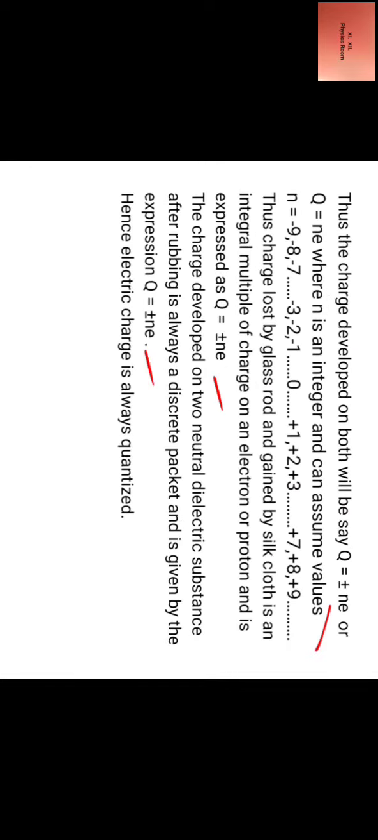And now we come to fraction of charge. It is believed that protons and neutrons are themselves built out of more elementary units called quarks. Quarks are of two types: up quark u with charge plus 2 by 3e, and second down quark d with charge minus 1 by 3e.